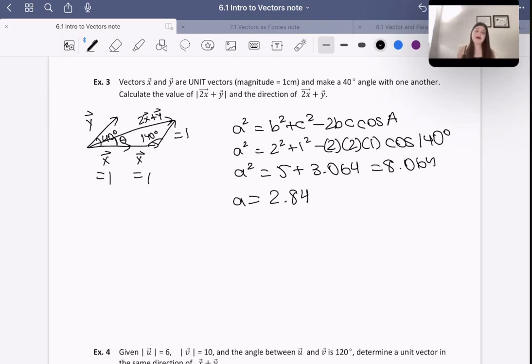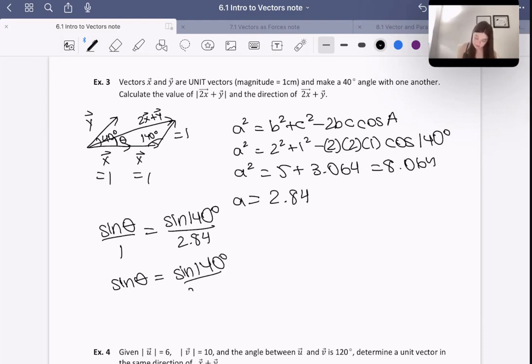Well, now we have a side angle pairing, so we can use the sine law to figure that out. I can say that sine of theta over 1 must be equal to sine 140 degrees over 2.84. And therefore, sine theta is equal to sine 140 over 2.84, and therefore, theta is equal to 13.08.